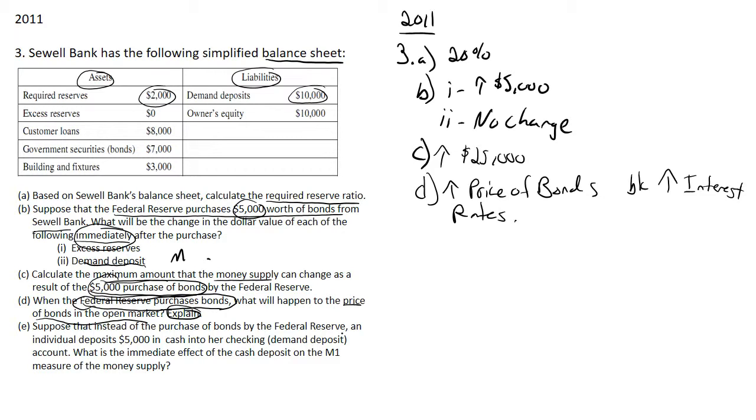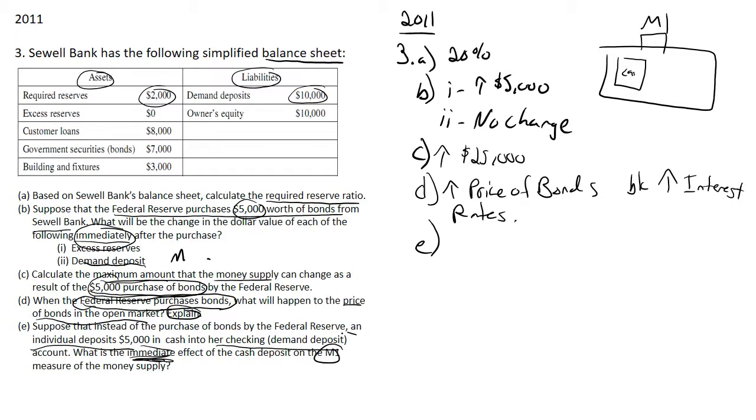And that brings us to part E. Suppose that instead of the purchase of bonds by the Federal Reserve, an individual like you or I were to deposit $5,000 cash into your checking account. What is the immediate effect of this cash deposit on the M1? Well, again, it's just like the briefcase. Think of the M1 measure of the money supply as being a briefcase with 2 pockets in it. One pocket has cash, and the other pocket has checkable deposits.